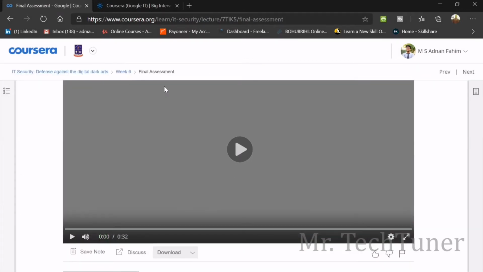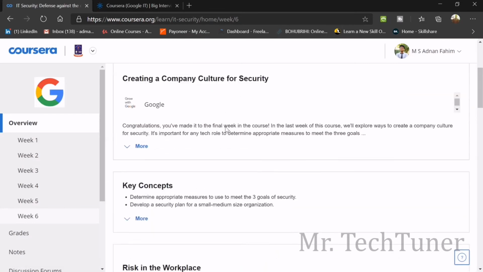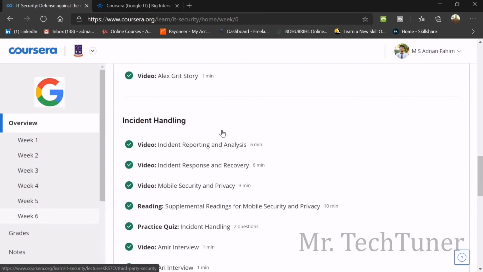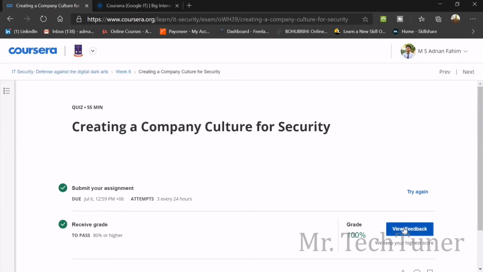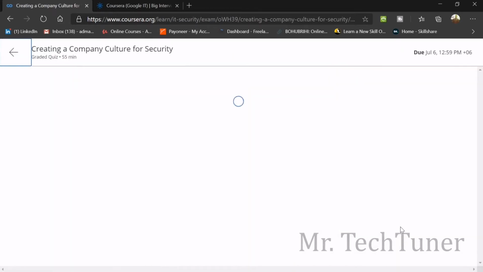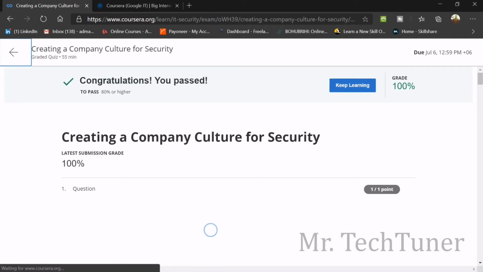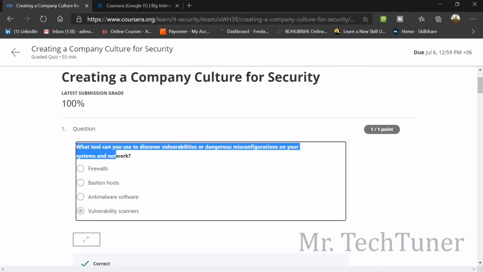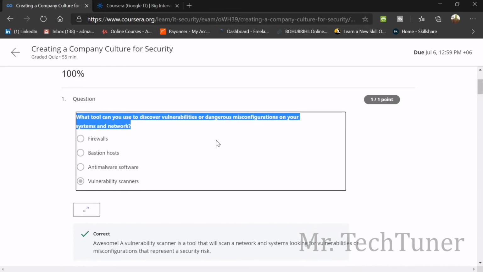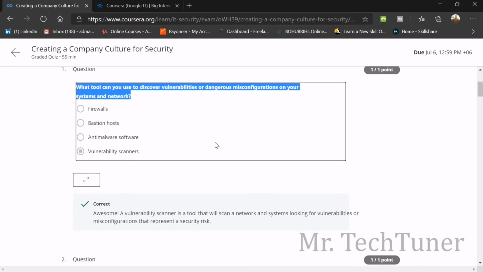This assessment is kind of hard, but we will try to cover it. I got 100% in this, so I think you guys will also get a 100% mark. The first question is, what tool can you use to discover vulnerabilities, dangers, or misconfigurations on your systems and network? This will be a vulnerability scanner. You can use a vulnerability scanner tool for detecting them.